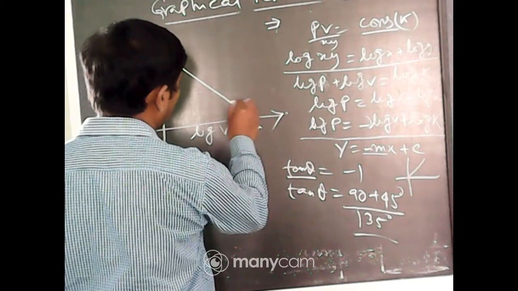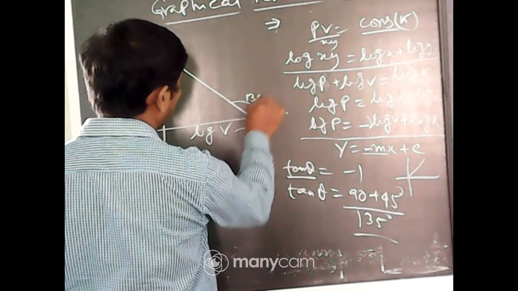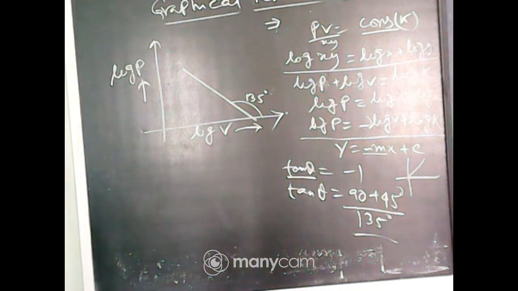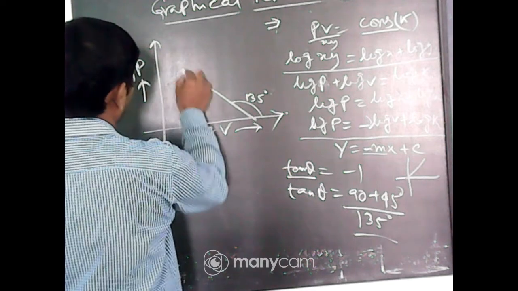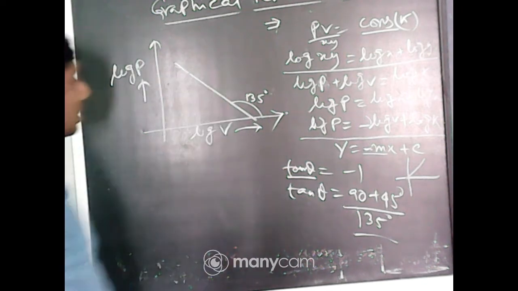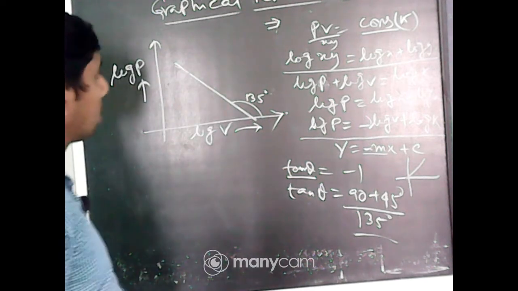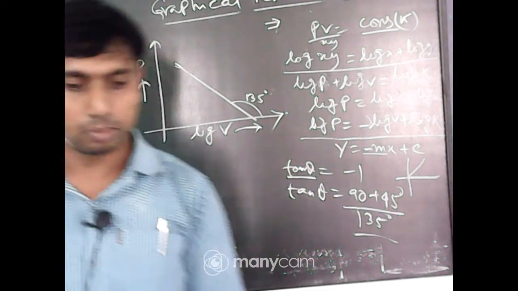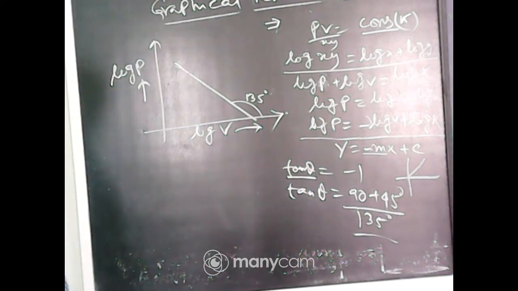Now, this is the line, this is the angle, that is 135 degrees, and here is log p and here is log v. Okay. So, this is the line. This is the graph of log p versus log v in the case of Boyle's law. Clear? Okay. So, that is all from the theoretical part of Boyle's law.